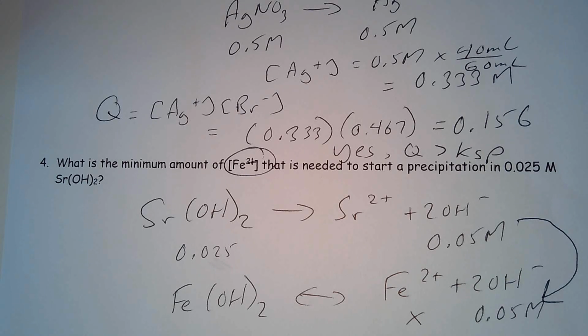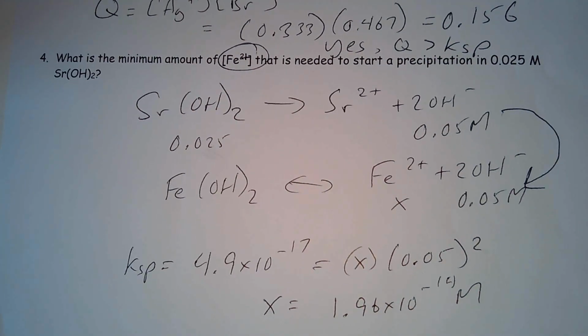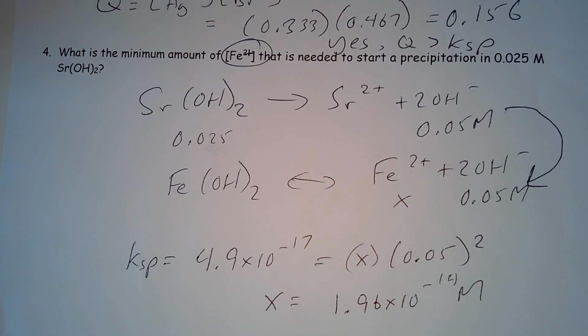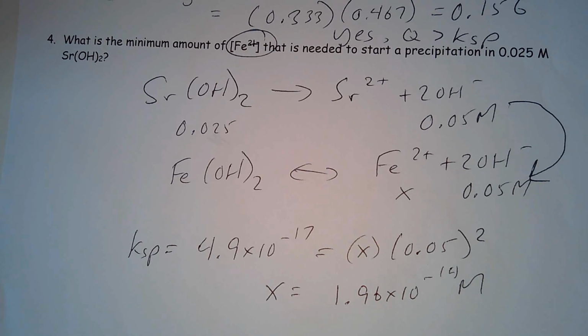So we'll let that be X. Okay, again, you've got to look up the Ksp. So I think some of you might have gotten stuck here if you couldn't find the Ksp value. But again, if you got stuck, then ask me on the post, and I would have mentioned that to you. Okay, so Ksp 4.9 times 10 to the negative 17. Look that up. Equal to X times 0.05 squared. You don't need to double that again, it's already been doubled. And then 1.96 times 10 to the negative 14 is the minimum amount of iron you need to start precipitation. So anything above that will also do precipitation. Anything below this will not be enough.